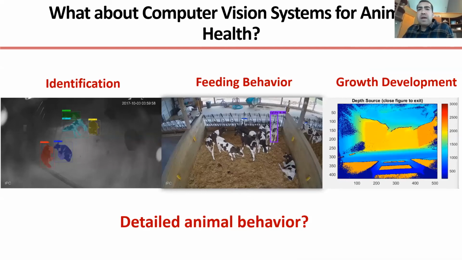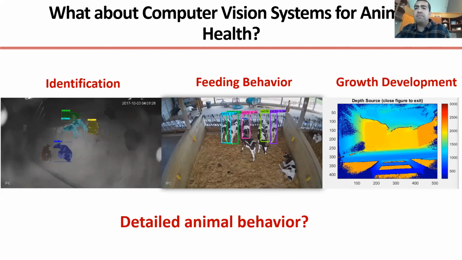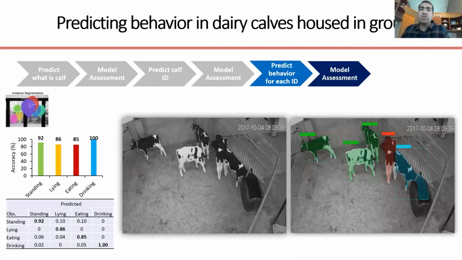So now that we can identify the animals, and through the identification we can assess feeding behavior and also growth development, can we have more detailed information about the behavior? That's something we're investigating too. And the answer is yes, we can. We are trying to evaluate if the animal is standing, lying down, drinking water, or eating grain, and the accuracy to identify those activities is very high, very good. And this will allow us to have more detailed information on the behavior.